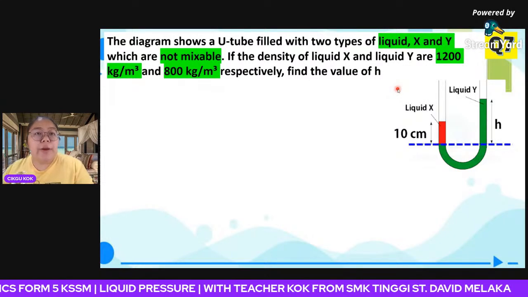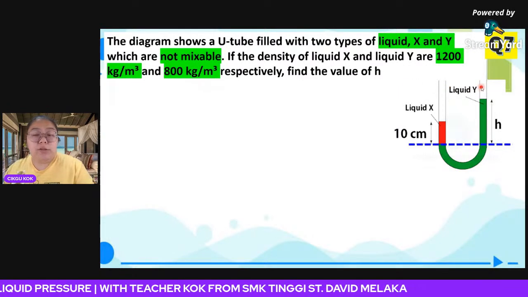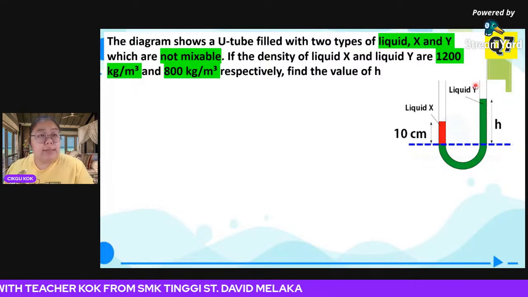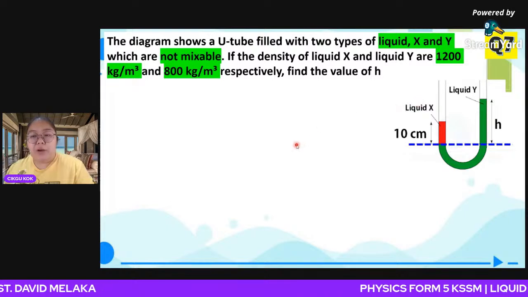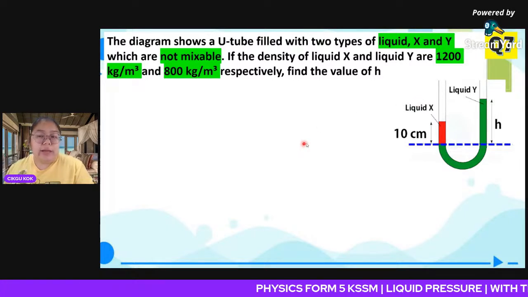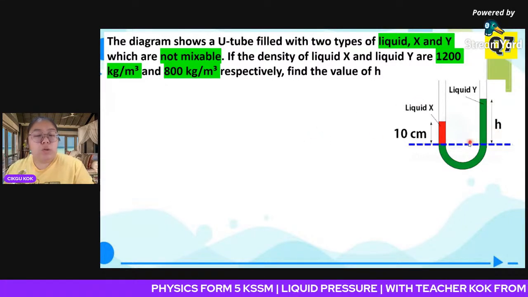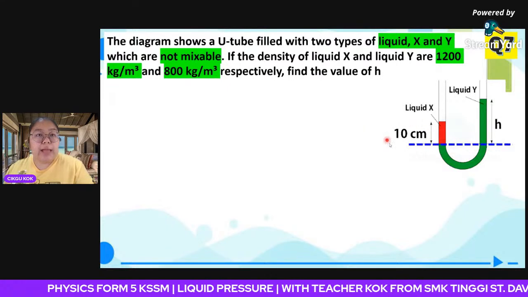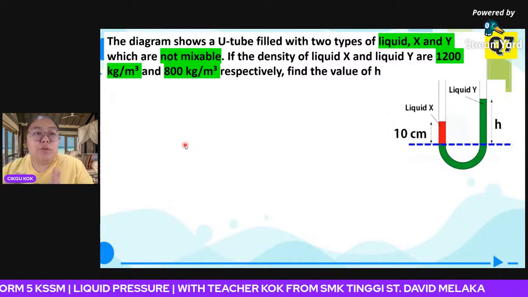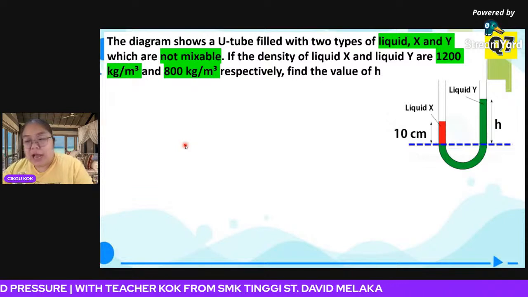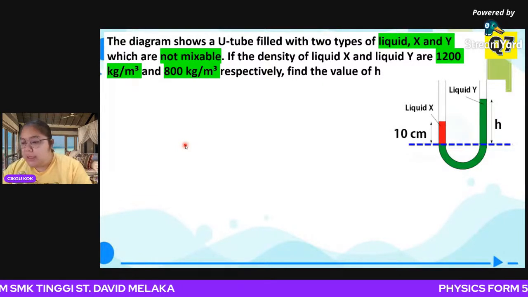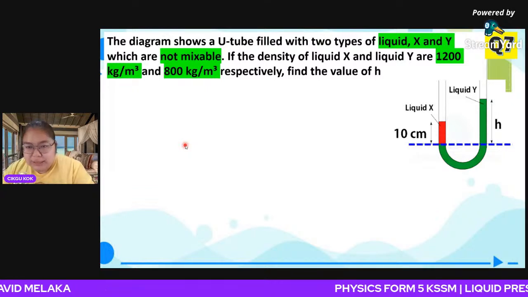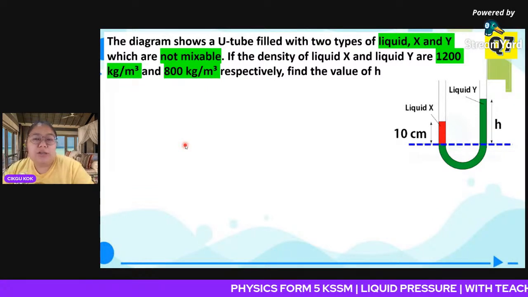Atmospheric pressure, ignore, because both sides are open, so we just cancel. Another thing you cancel is the g, gravitational, that can be cancelled. Now what I want to find is a height. Your height later, your answer also in cm, same like the liquid X. So from here, I want you to give me the answer. I don't want to show any calculation because I know you understand. So we just wait for the students to answer me. What is the H for the liquid Y?